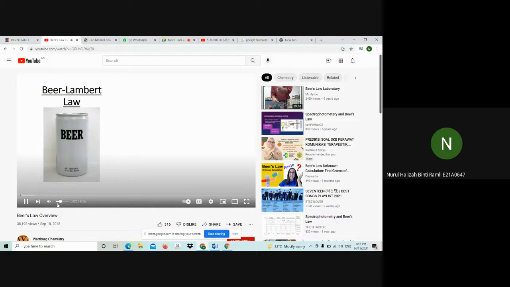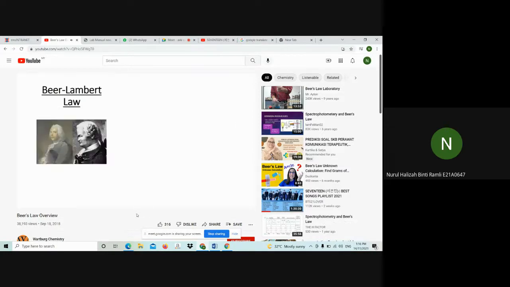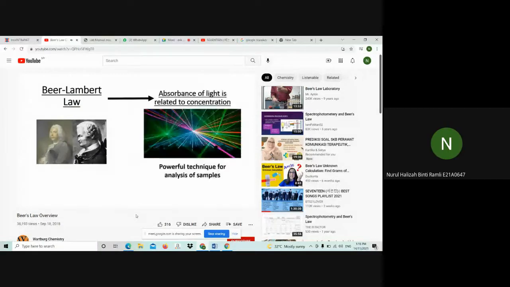Dengar tak? Quick overview of the Beer-Lambert law and how we use it in the chemistry lab. Dengar. Yes, the Beer-Lambert law has absolutely nothing to do with beer. It's actually named for these two guys, Beer and Lambert. They were the first to recognize that the absorbance of light is related to the concentration of whatever they were looking at. This is a very powerful technique for the analysis of samples in the chem lab, and it's something we'll be using fairly frequently during the semester.